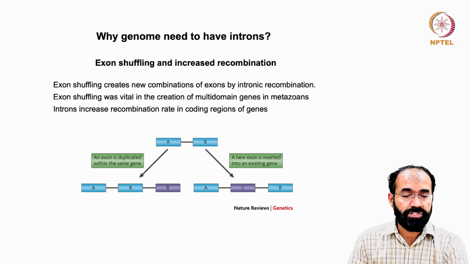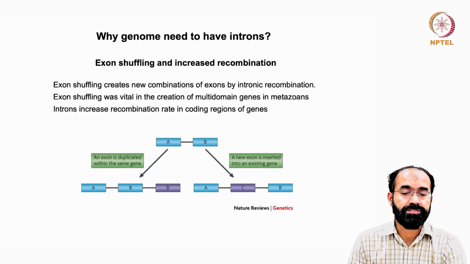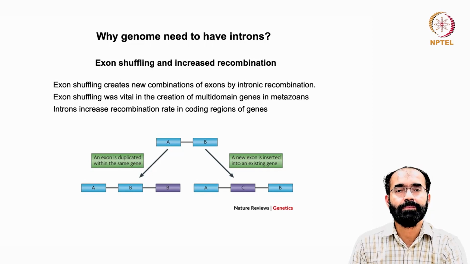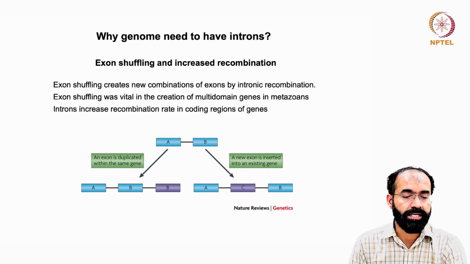So exon shuffling has increased the rate of recombination. We saw that exon shuffling is one way of introducing complexity. Exon shuffling creates new combinations of exons by intronic recombination. It was vital in the creation of multi-domain genes in metazoans. Metazoan means multicellular organisms. So introns increase the recombination rate in the coding region of the gene.